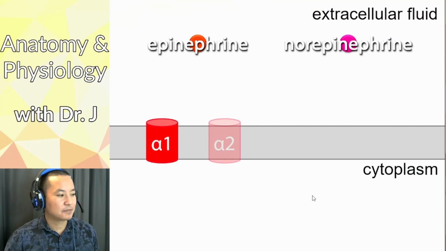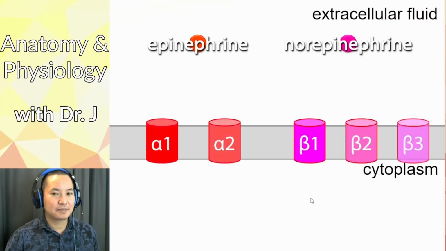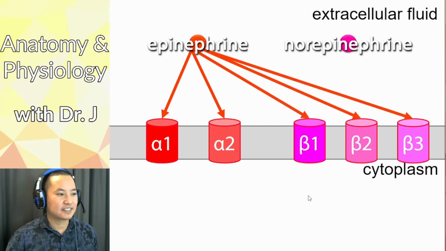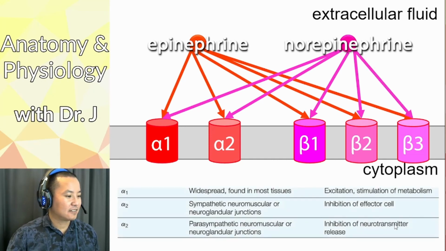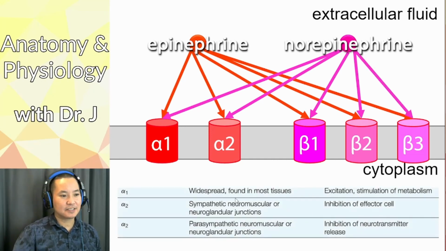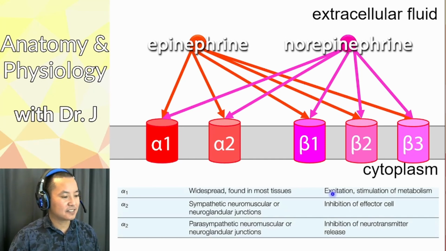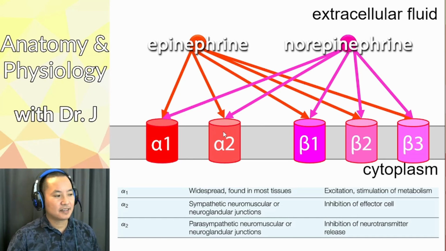Okay, so to drive home the point, you have alpha-1, alpha-2, beta-1, beta-2, and beta-3, and epinephrine can bind any of these, and same with norepinephrine. It can bind any of these adrenergic receptors. Now, you might look at that previous table in the notes and see, wait, it says alpha-1 excites, but alpha-2 inhibits. So if you have epinephrine in your system, isn't it kind of counterbalancing itself?